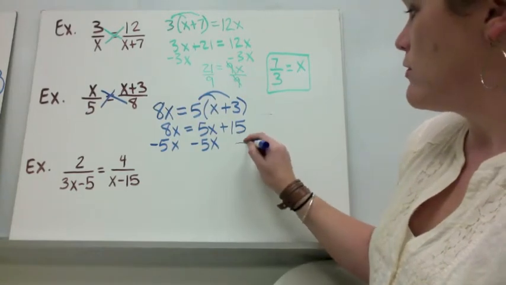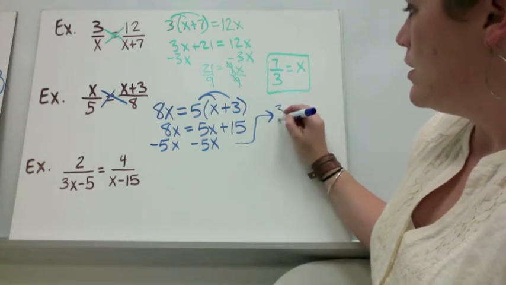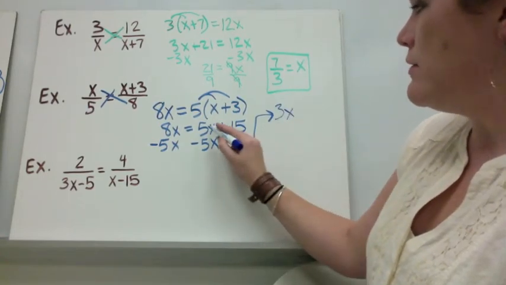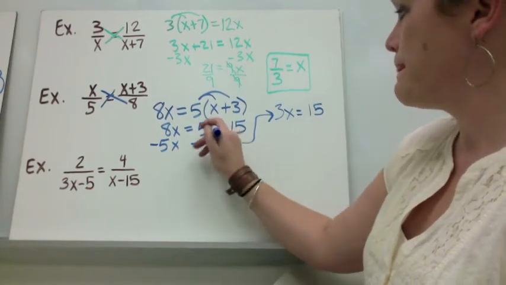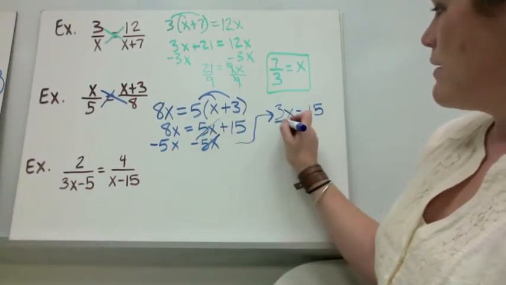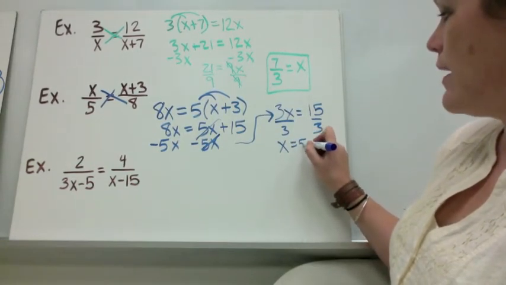I'm going to bring my work over here where I got a little more room. So 8x minus 5x would give me 3x. And then 5x went away, so 3x is equal to 15. And then we just simply have to divide by 3. So we get x equals 5.